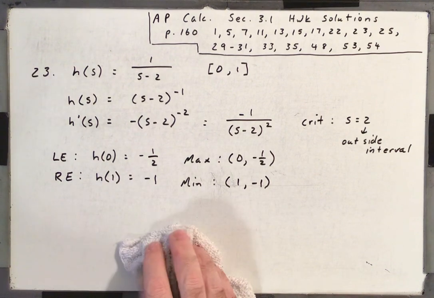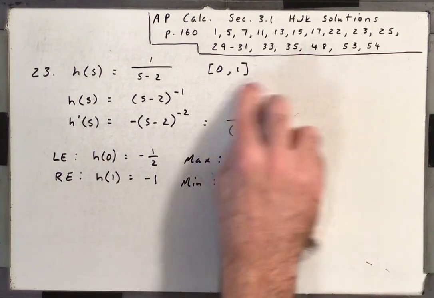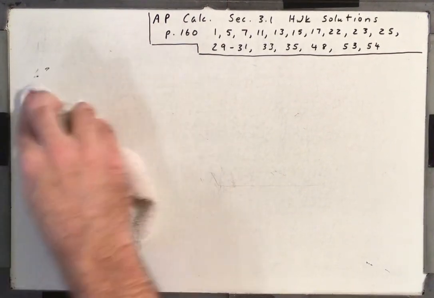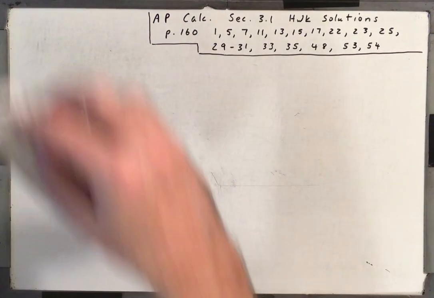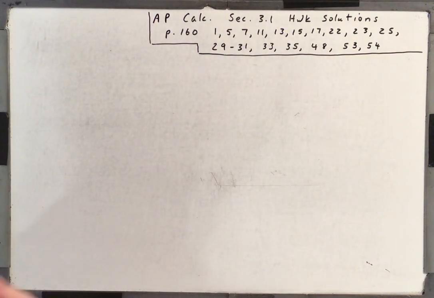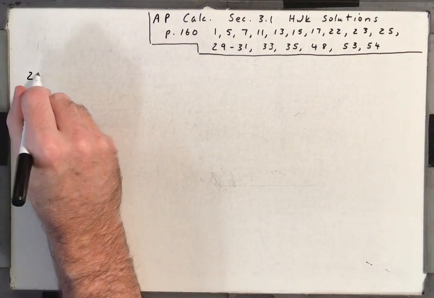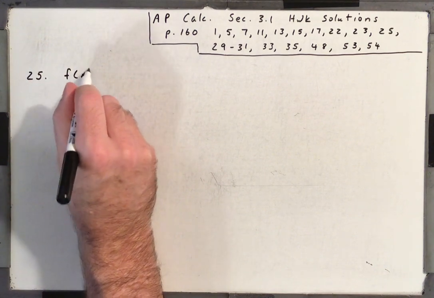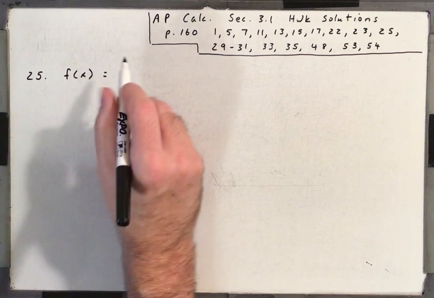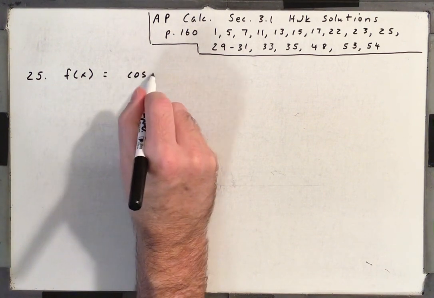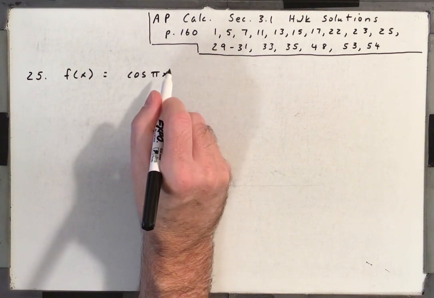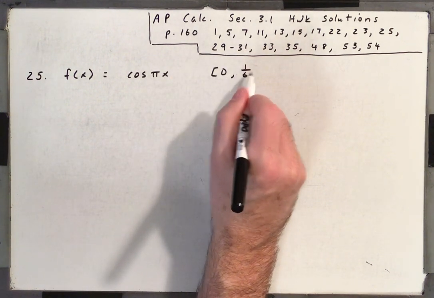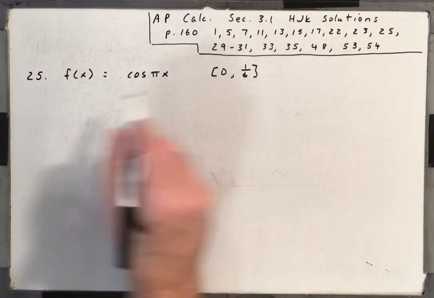25. So what do we got here? We got another trig. Got students in the past that whenever they see the trig, they just hate it. Hopefully that's not you. F of x is equal to cosine pi x, and we are in the interval 0 to 1/6. So a tiny little interval there.